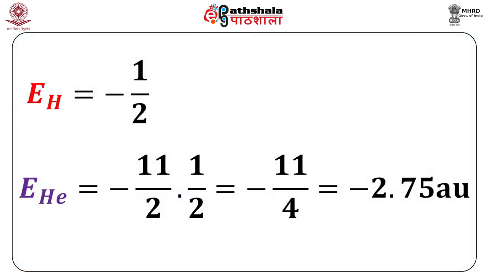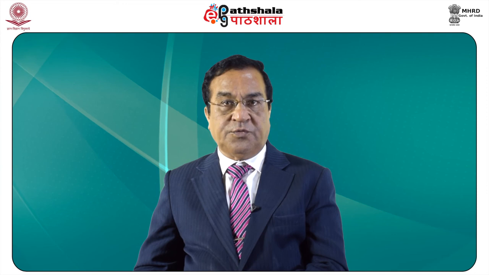And if we substitute here the value of hydrogen atom energy, then the energy of helium atom in atomic units, as you can see here, the energy of hydrogen atom in atomic units is minus half. Therefore, if we substitute that value here, the corresponding energy becomes equal to 2.75 AU. This is the energy of helium atom which we have obtained using the first order perturbation theory.